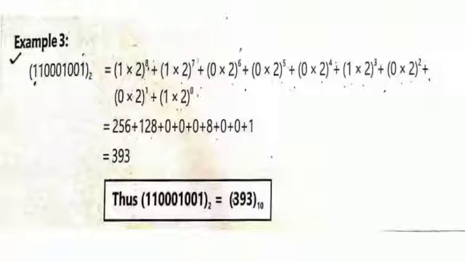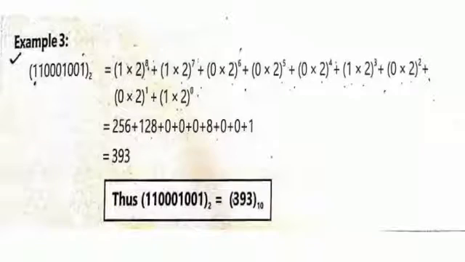The next digit is 1. 1 into 2 raised to 7, the exponent is 7. That's why 1 into 2 raised to 7 plus 0 into 2 raised to 6 plus 0 into 2 raised to 5 plus 0 into 2 raised to 4 plus 1 into 2 raised to 3 plus 0 into 2 raised to 2 plus 0 into 2 raised to 1 plus 1 into 2 raised to 0. Here the last digit, you see, the ones place is 1, so 1 into 2 raised to 0.